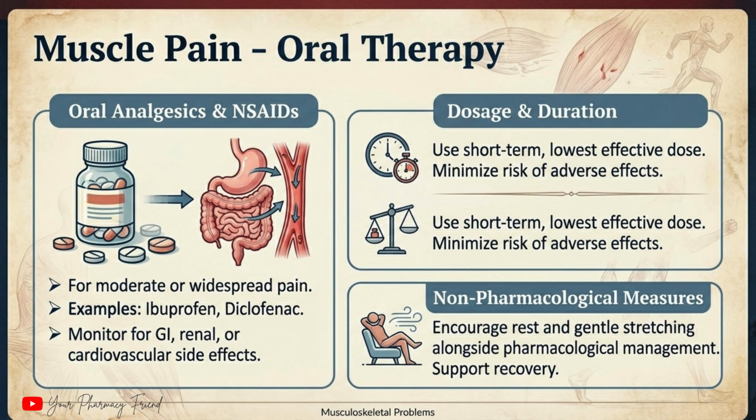For moderate or widespread muscle pain, oral analgesics or non-steroidal anti-inflammatory drugs may be indicated. Examples include ibuprofen or diclofenac. These agents reduce systemic inflammation and provide broader pain control. When recommending oral therapy, always consider patient factors such as gastrointestinal, renal, or cardiovascular risk. Short-term use at the lowest effective dose is preferred. Combining pharmacological management with rest and gentle stretching improves outcomes.